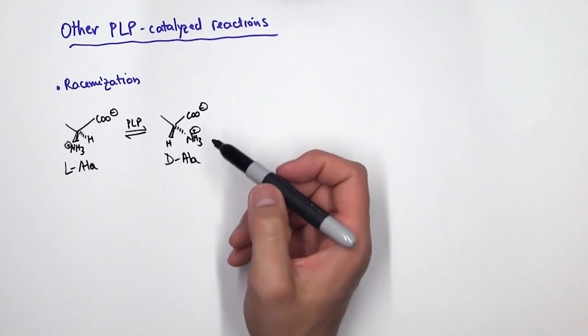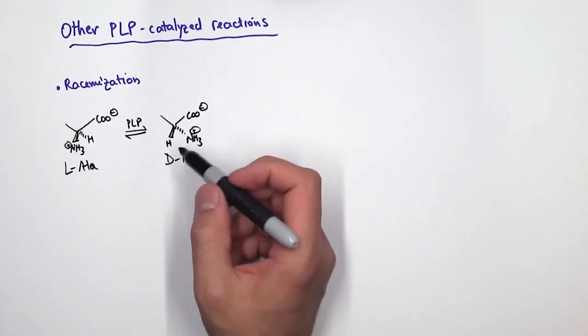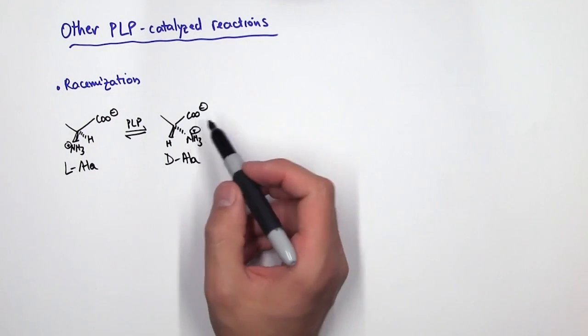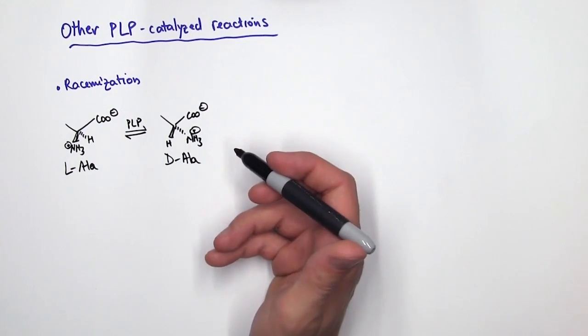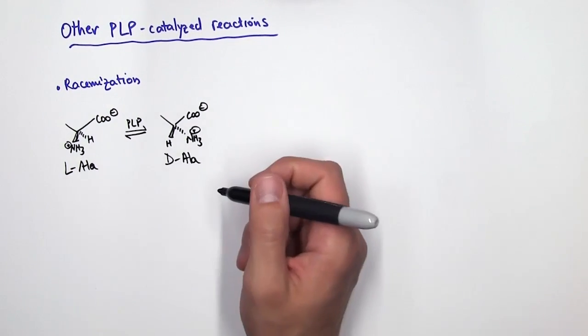This is an important reaction for bacteria as they incorporate D-alanine into their cell walls, which makes it very hard to recognize by the immune system and makes it very hard to digest by the host proteases.